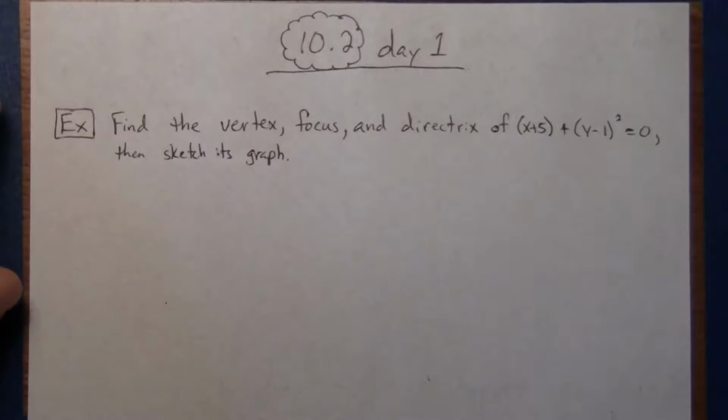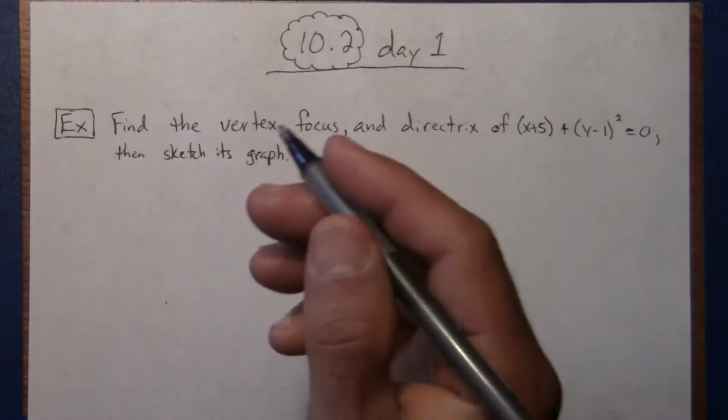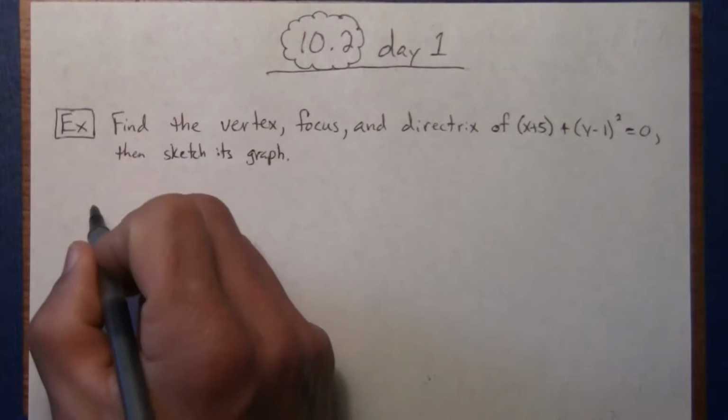All right, for 10.2 day 1, we are learning how to work with parabolas. And last year when we worked with parabolas, we always had y equals x squared or ax squared plus bx plus c. The standard equation wasn't the standard equation that we're dealing with this year. So it's a little bit of an adjustment. But your standard equation is going to end up looking something like this.